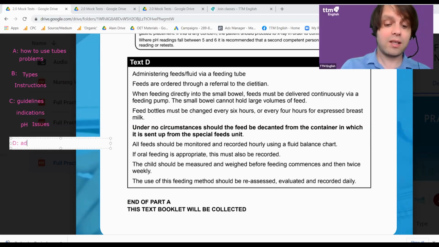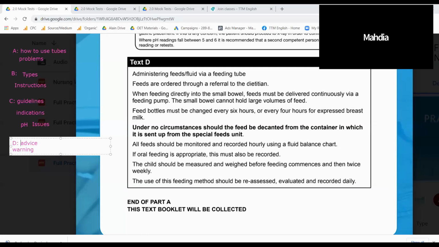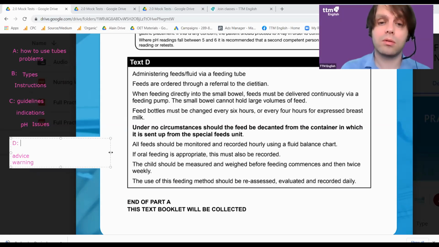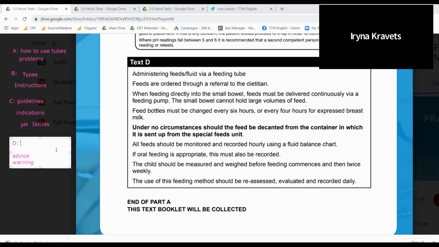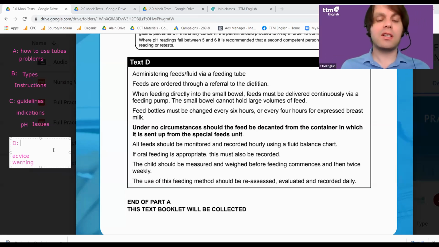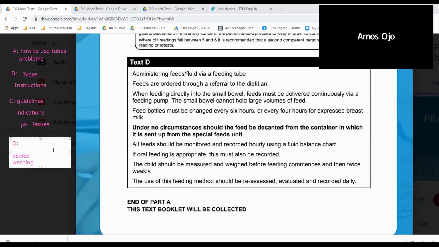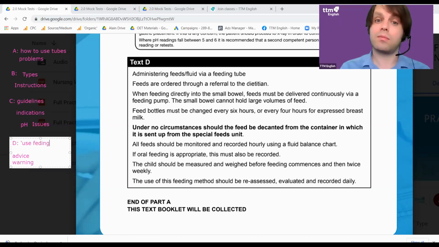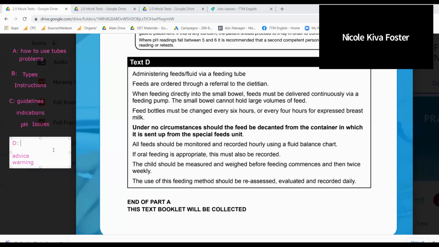So we've got advice, warning. Should be monitored. What else? Monitored. In bottles, there's also measured. And as I said before, I'll just finish with this. If you're ever feeling like, we can say protocol, like use these feeding methods. Protocol. Feeding. And also instructions.